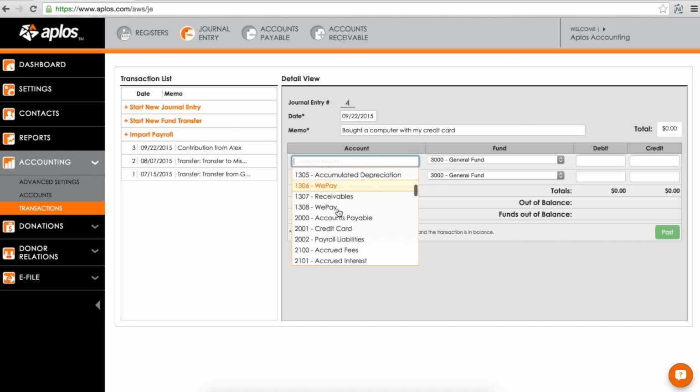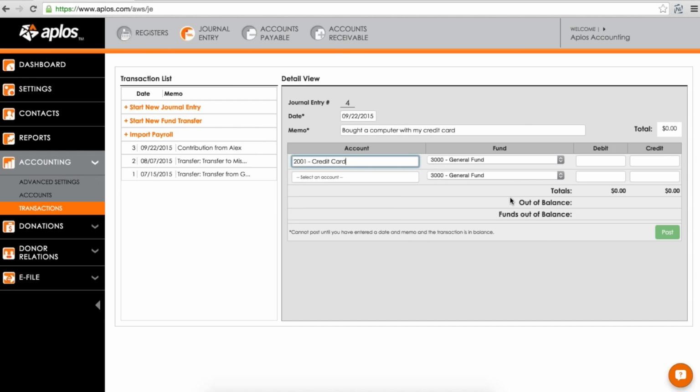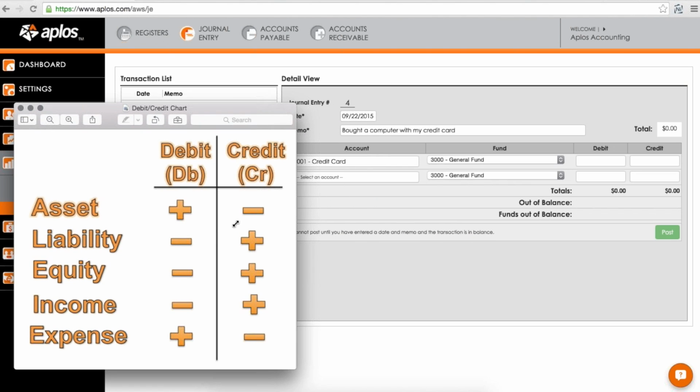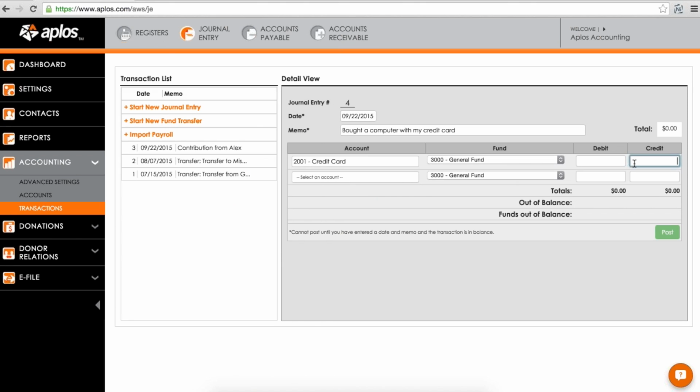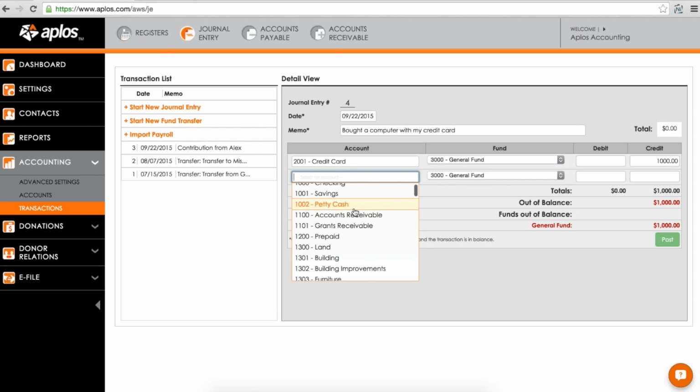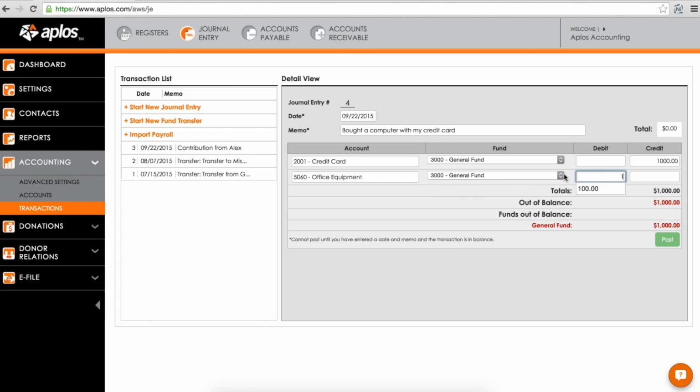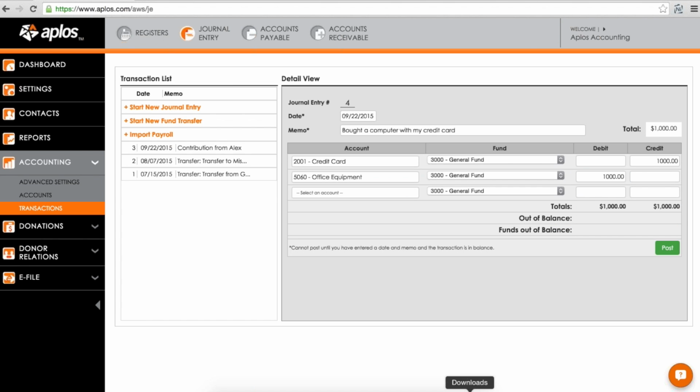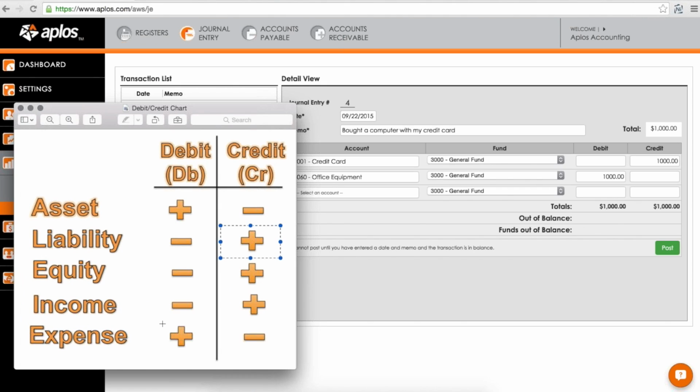I'm going to scroll down here, and I'm going to pick my credit card liability account, and I'm adding a value to my credit card. I owe money to my credit card, so I'm going to add a credit value to my liability account. So let's say it was $1,000. So there's the credit. So now what is my debit side? I bought a computer, so this is going to be some sort of expense account. So I'm going to scroll down here and find maybe equipment, or there we go, office equipment. So I'm going to pick that, and I'm going to enter the same $1,000 because the debits increase my expense accounts.